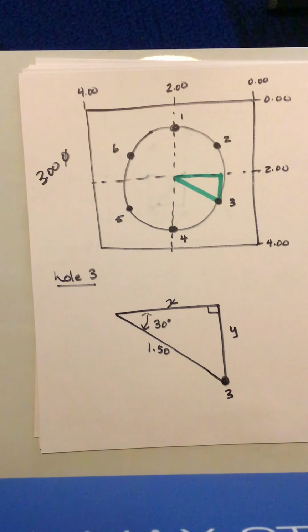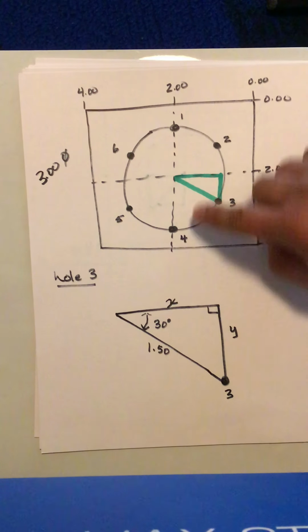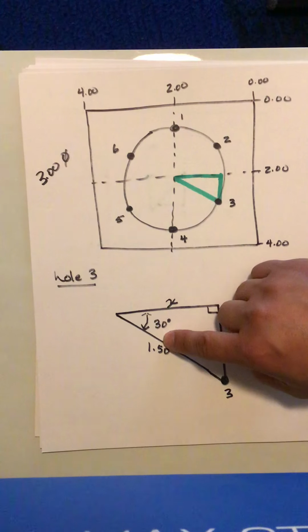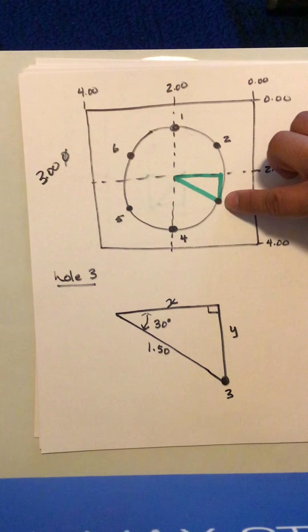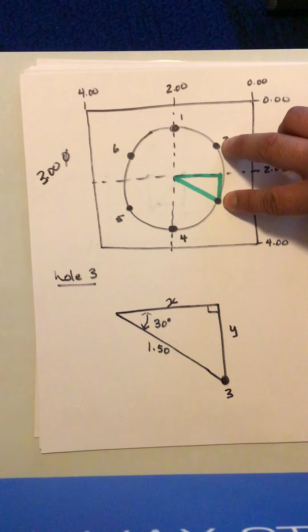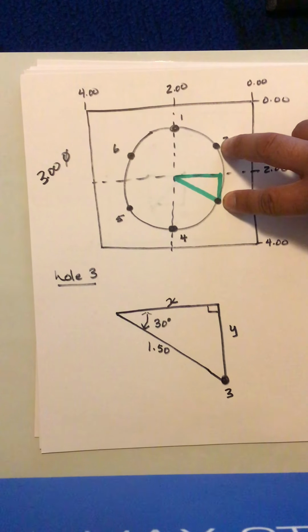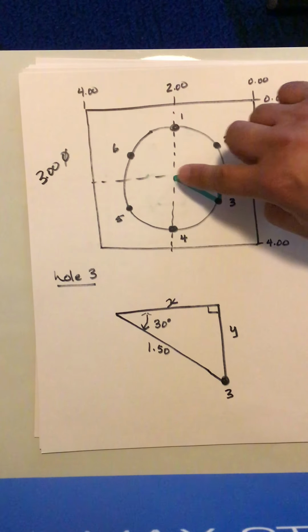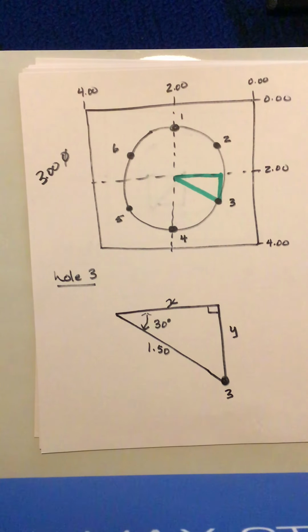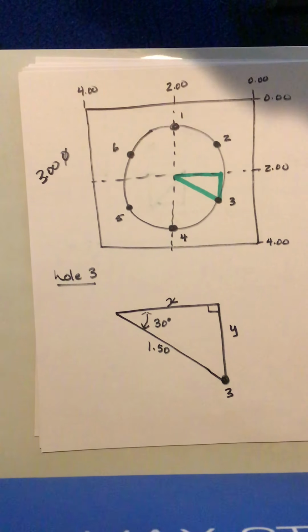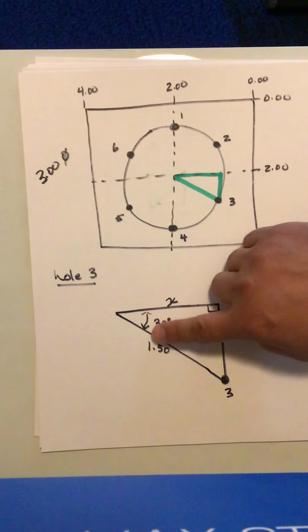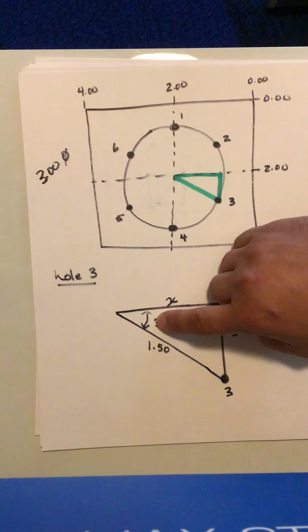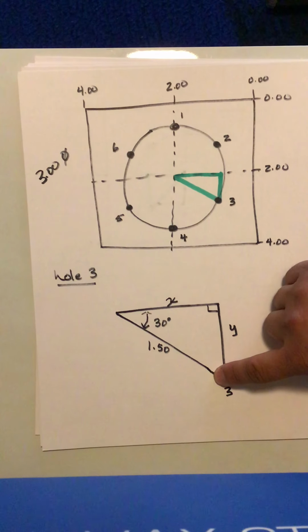Now hole number 3, the triangle I'll be using is going to be this triangle. And the reason why this is 30, think of this. If the degree between each two holes is 60 degrees, if I cut that in half, that's 30. Now, if you look at this triangle from the previous triangle that we worked on, right? I have a reference angle of 30 degrees with my hypotenuse of 1.50.